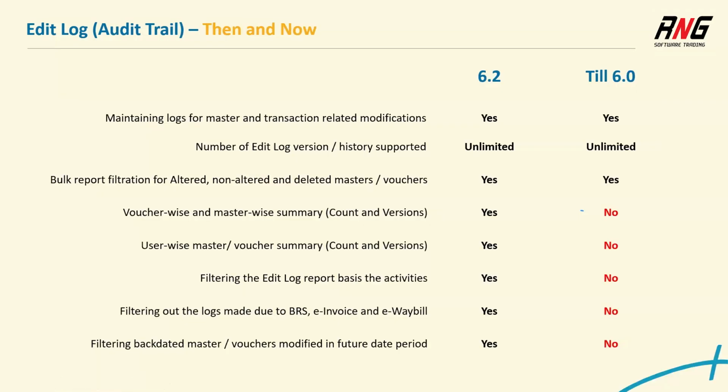So just to give a summary of what new features are there in 6.2. Voucher-wise and master-wise summary of count and versions, that is done, edited and versions. User-wise master and voucher summary, both count and versions. Filtering of the edit log report based on the activities, like if you want to filter out the manual activity, voucher renumbering done, or maybe the imports done, you can filter out those. Filtering out the logs made due to BRS or e-invoicing and e-way bill, you can disable and enable it. Filtering backdated master and voucher modified in future date period. That is all. These are the couple of features that are there in 6.2, and until 6.0 they are not there in edit log.